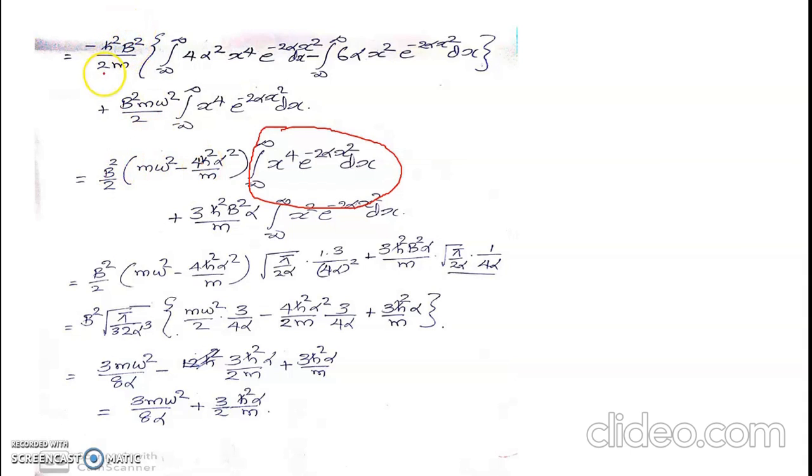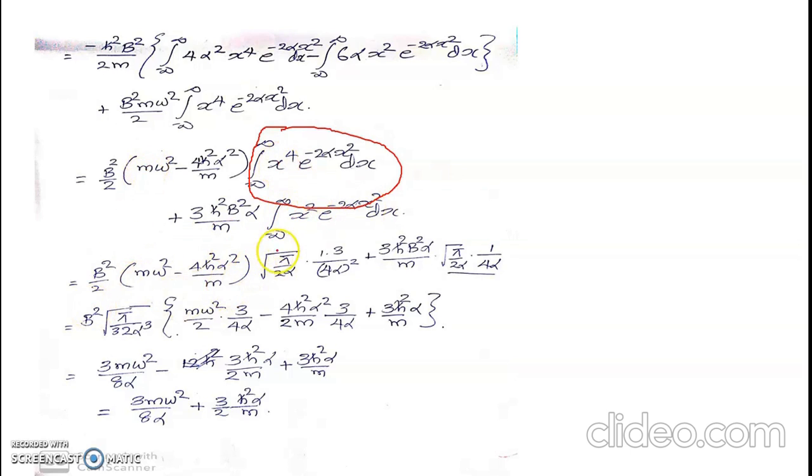Minus, for this term b square by 2 is already taken out, minus h bar square by m is there into 4 alpha square. Minus 4 h bar square alpha square divided by m into the common integral, integral minus infinity to infinity x raised to 4 e raised to minus 2 alpha x square dx. Plus this term, minus into minus make it plus, 2 and 6 make the number 3. H bar square b square alpha by m, integral minus infinity to infinity x square e raised to minus 2 alpha x square dx. Now we apply the result again.